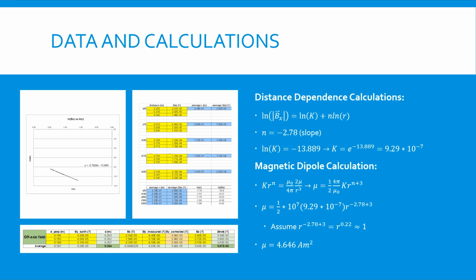For the magnetic dipole calculation, I set the distance dependence equation equal to the magnetic field on-axis equation and solved for mu. During this calculation, I assumed that r raised to the difference between the observed and expected n was approximately 1. The magnetic dipole was roughly 4.646 ampere meter squared. At the bottom of the slide is the process of converting the perpendicular distance to the net magnetic field when the bar magnet is 45 degrees from the axis.